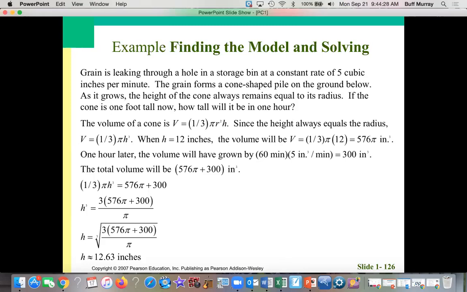So we used the model. The model we used there was the volume formula for a cone. It seemed to work really well. Questions?